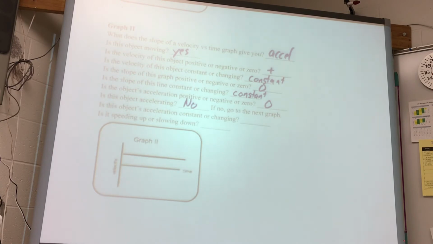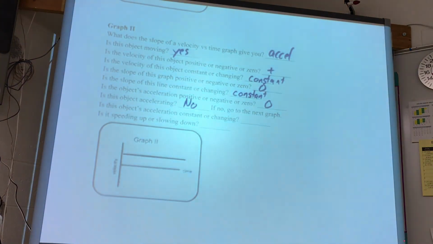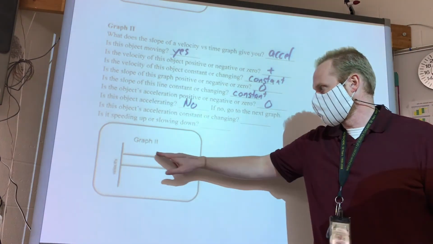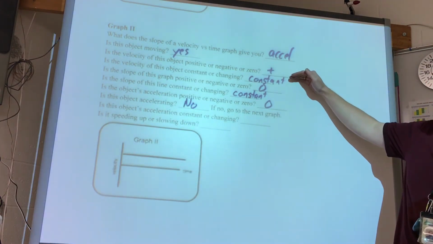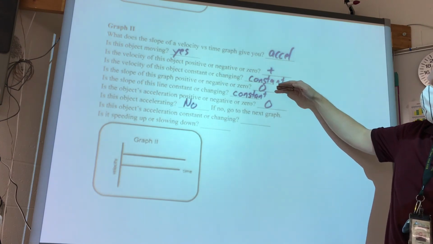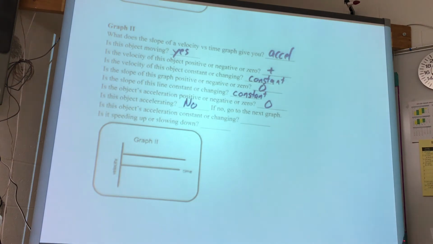Okay, the velocity of this line is constant. It's a flat line, it doesn't change. It's a constant velocity. If whatever that number is, if it's positive 2, it's positive 2 the whole way. Positive 2, 2, 2, 2, 2, it's a constant velocity. The slope of this line is 0, it's a flat line. The slope of this line is constant. It's not curved. Notice how I haven't given you any curved lines?